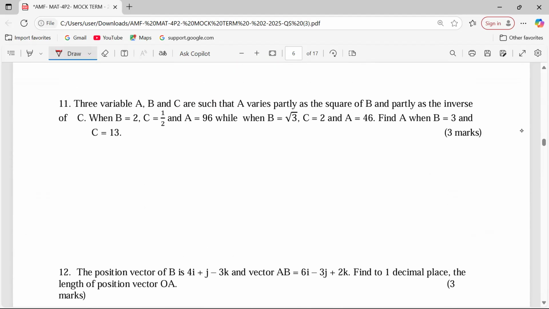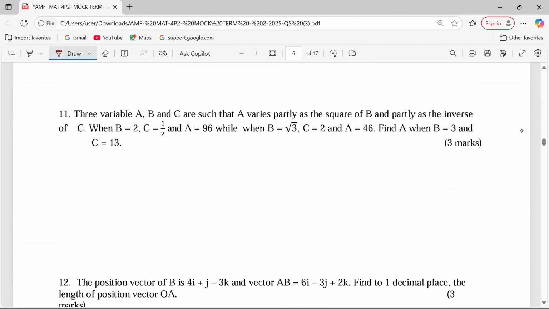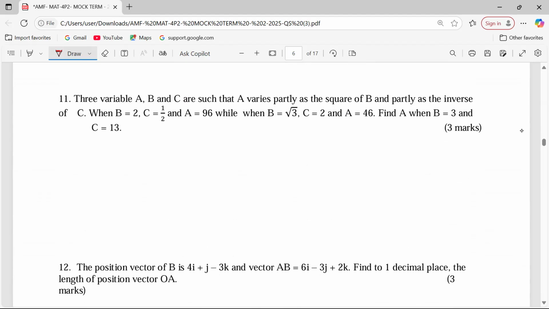All right. Another very good question at number 11. What does number 11 tell us? 3 variables A, B, and C are such that A varies partly as the square of B and partly as the inverse of C. When B equals 2, C equals half, and A equals 96, while when B equals root 3, C equals 2, and A equals 46. Find A when B equals 3 and C equals 13.